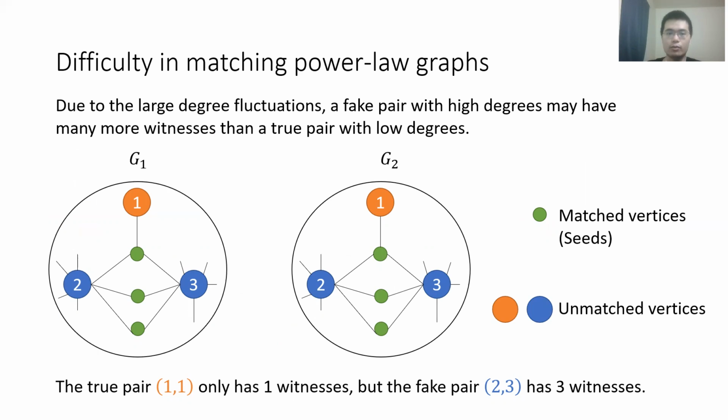Intuitively, this degree fluctuation may confuse witness-based vertex matching. For example, in this figure, the true pair 1, 1 only has one witness, but the fake pair 2, 3 has 3 witnesses. This will create problems for the existing seeded algorithms designed for matching ER graphs.